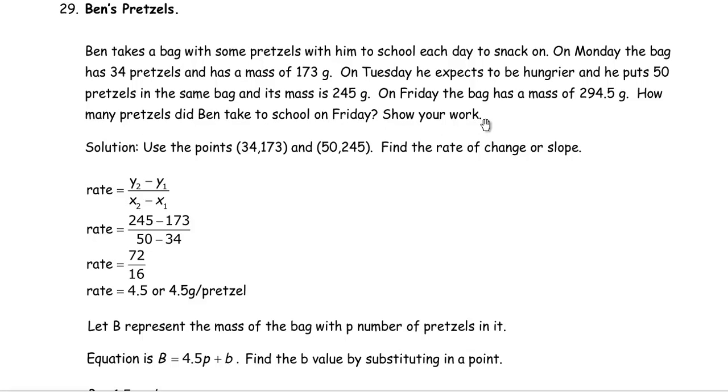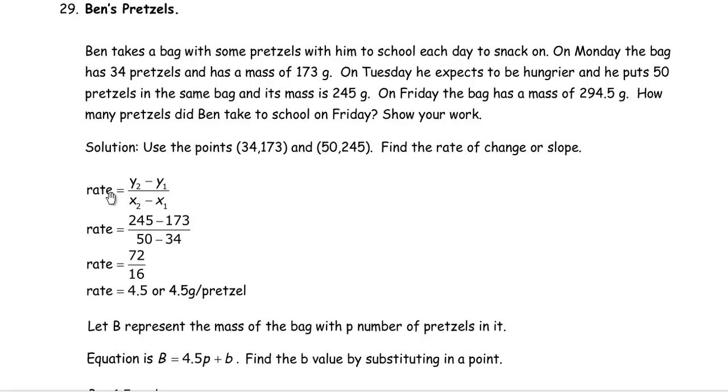Show your work. So on Monday and Tuesday, we're going to get two ordered pairs from the information that we're given. 34 pretzels, it was 173 grams, the whole bag and pretzels together. So 34, 173 would be one point. And on Tuesday, 50 pretzels in the bag, and the bag had a mass of 245 grams. So 50, 245 is the second point. Now eventually we're going to find the whole equation, but the first thing we're going to do is find the rate of change or the slope.